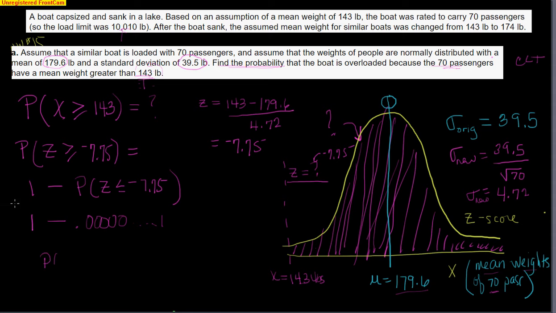So in fact, the probability that x is greater than or equal to 143 is equal to 1. Or 1.0000, I think they want 4 decimal places on the problem, so you have to plug in those 4 zeros. But basically, there was a 100% chance this boat was going to sink. So their assumption was not very smart. Okay, let's look at the second part of this problem.